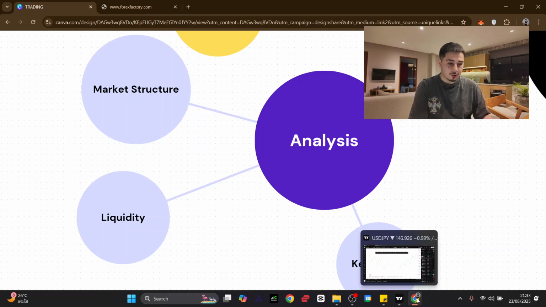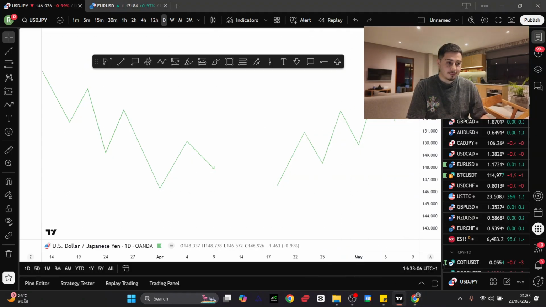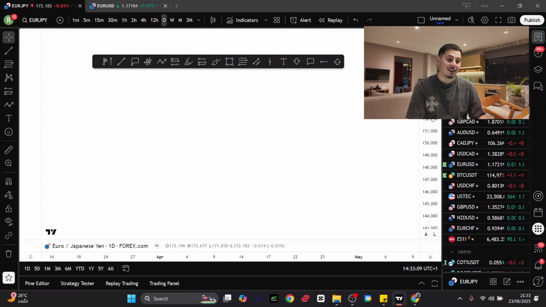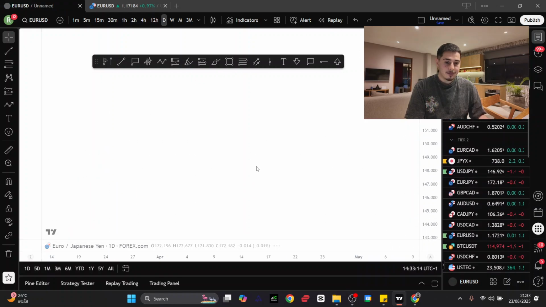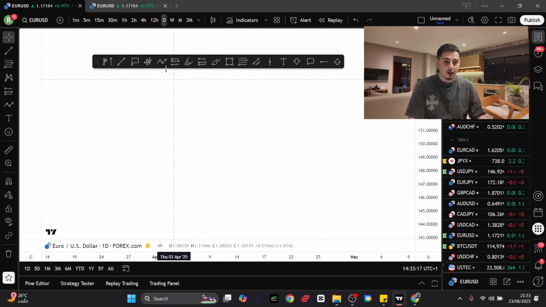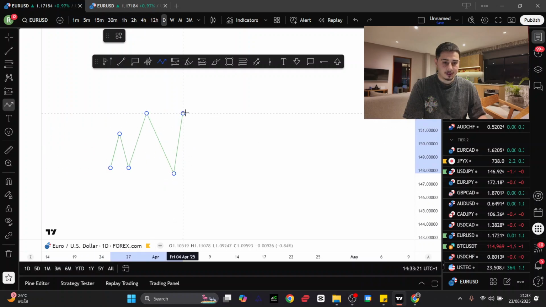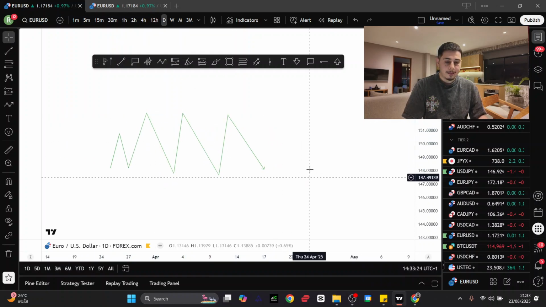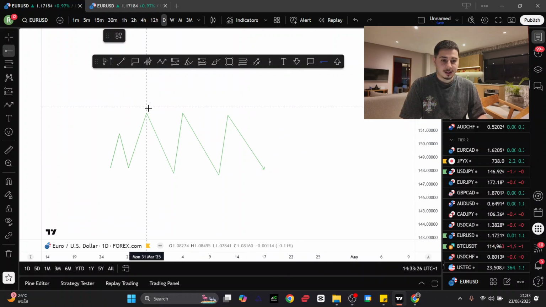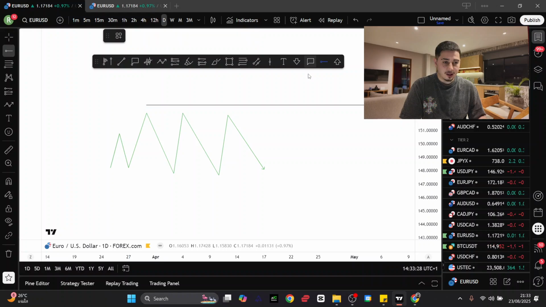Liquidity, that's something that you really want to learn. Liquidity is essentially everywhere, and I hate that answer. I actually hate it when people say that to me. I can't stand it. But basically, liquidity is above and below all highs and lows. So you might have price going like this, and liquidity is basically all the highs and all the lows.